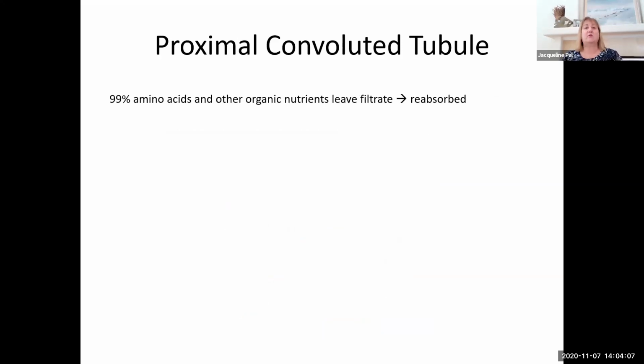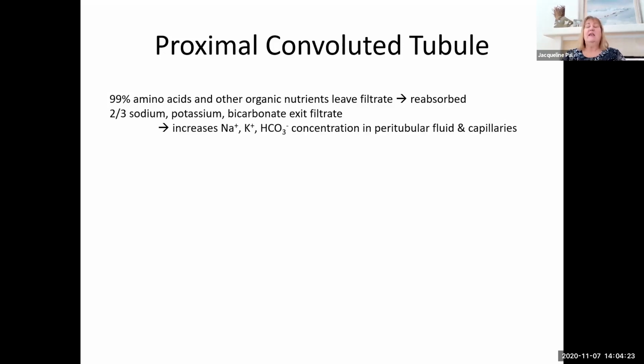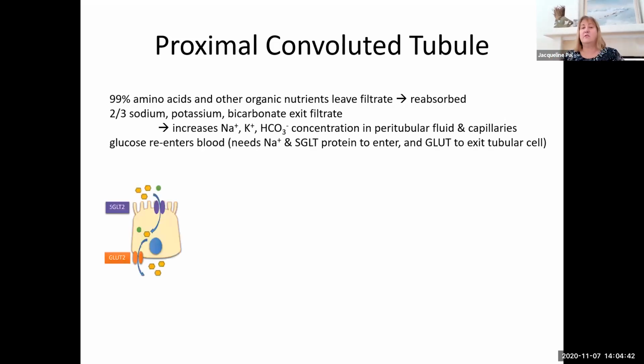So starting first with the proximal convoluted tubule, this is where 99% of your amino acids, as well as your other organic nutrients, are going straight back into the bloodstream. We don't want them in the urine. You need them for food for your cells of your body. In addition, at least 2/3 or around 2/3 of the sodium, potassium, and bicarbonate are going to leave the filtrate. And so when they leave the filtrate, they are going to go into the peritubular fluid to increase the concentration there before, through a process of diffusion, they can re-enter the capillaries.